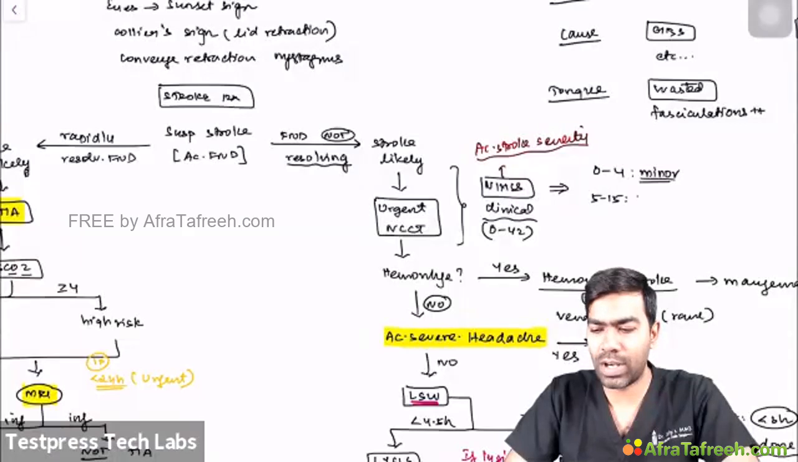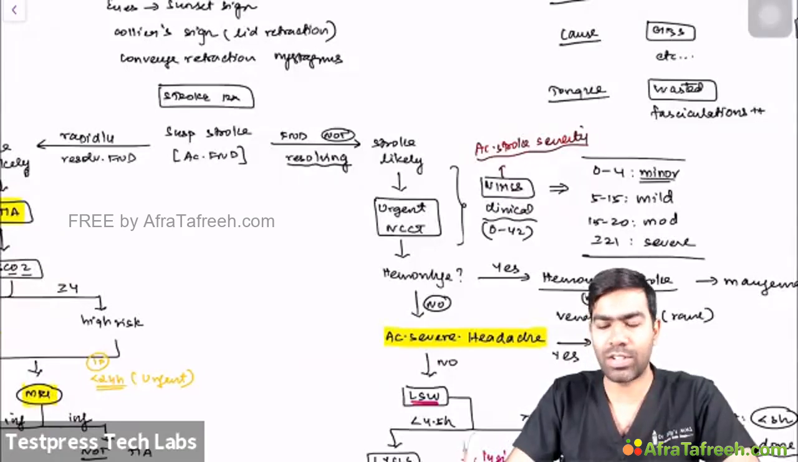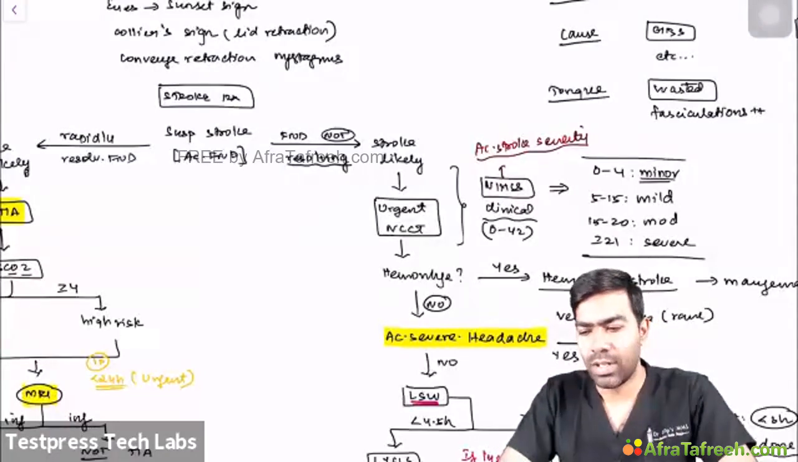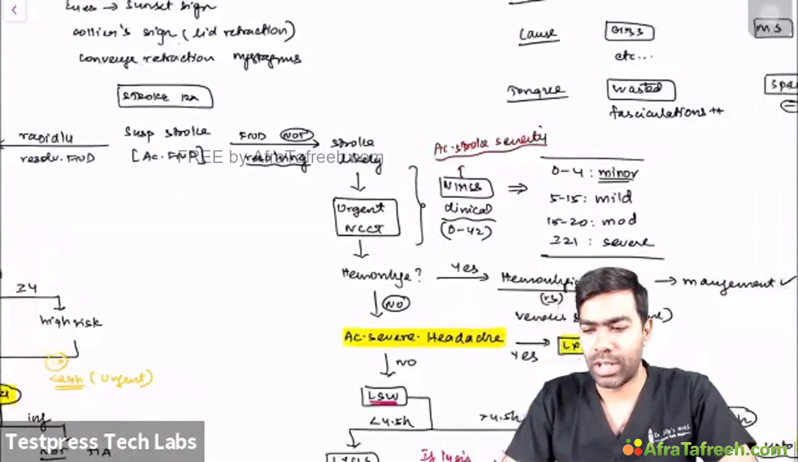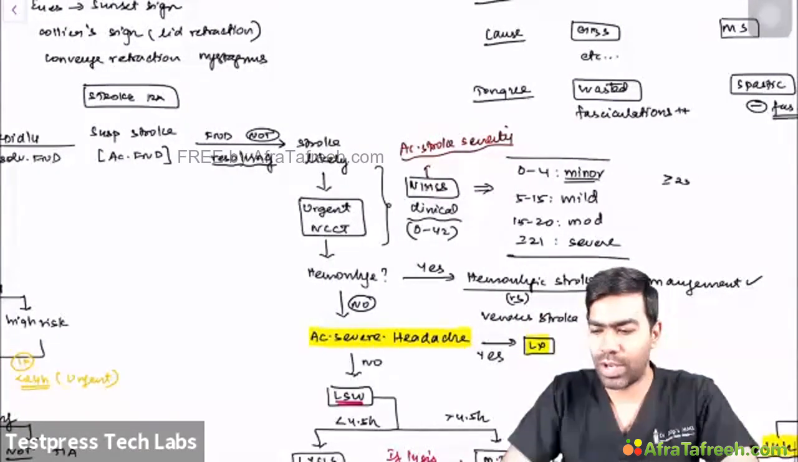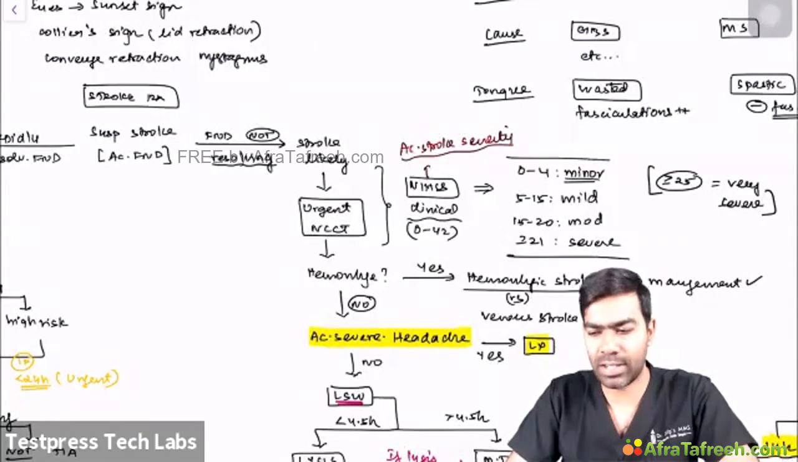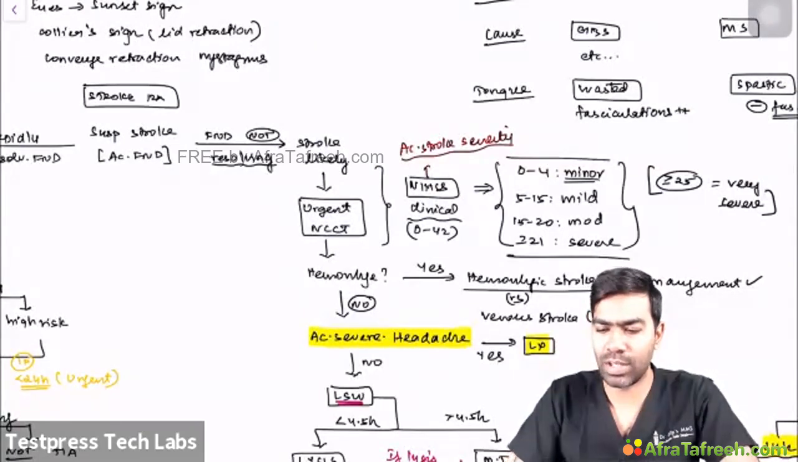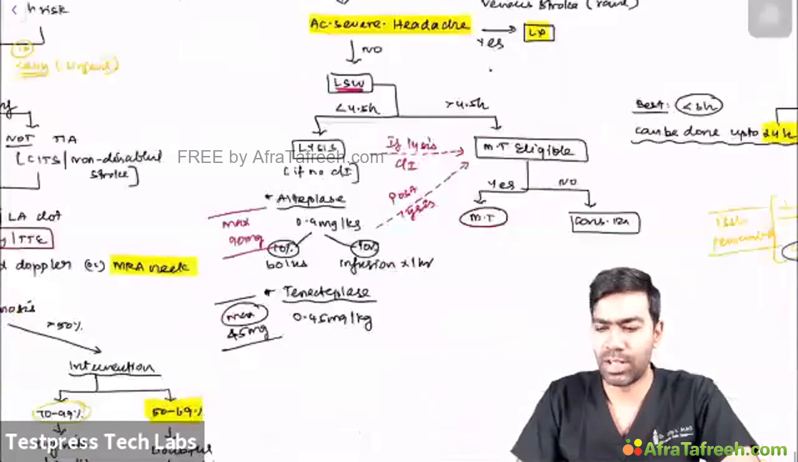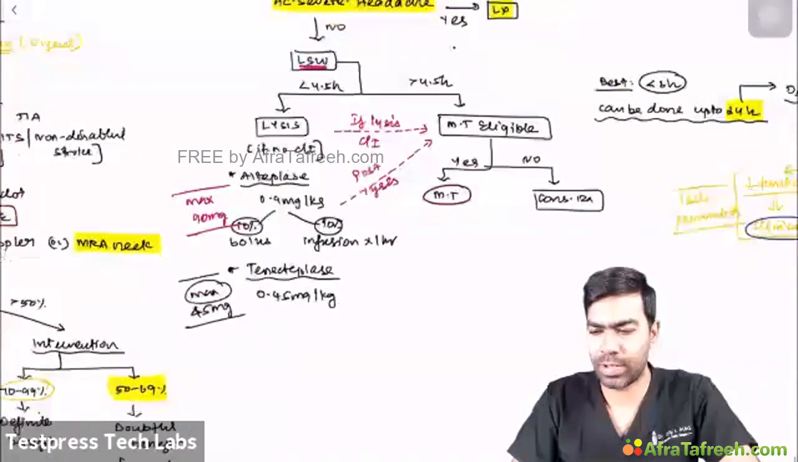5 to 15 we call a mild stroke. Anything in the range of 15 to 20 we call a moderate stroke, and anything more than 21, that is 21 to 42, we can call a severe stroke. This is the classification according to NIHSS grading. Clear? If the patient has a score of more than or equal to 25, there is a separate sub-entity called a very severe stroke. That's a separate entity. But nevertheless, the guidelines give only these 4: minor, mild, moderate, and severe stroke. That's completely based on clinical expertise.